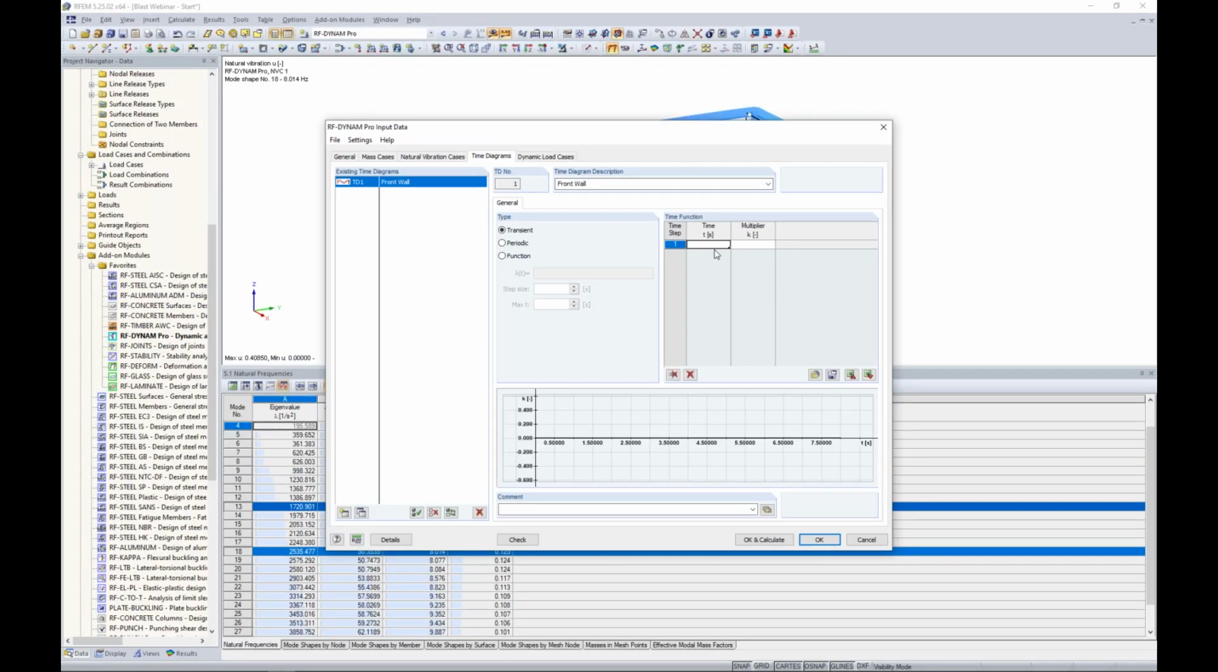So for the first time step, we will specify a transient option. And transient just means that we can input each individual time step here. So that's what we'll be utilizing today. Now, in turn, we can utilize a periodic option. And this would be interesting for us for rotating machinery, for example, where we put in an angular frequency as well as a phase shift.